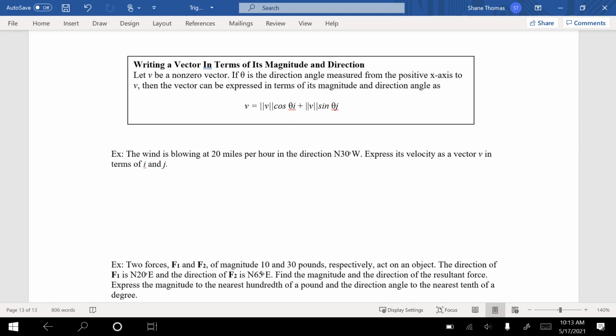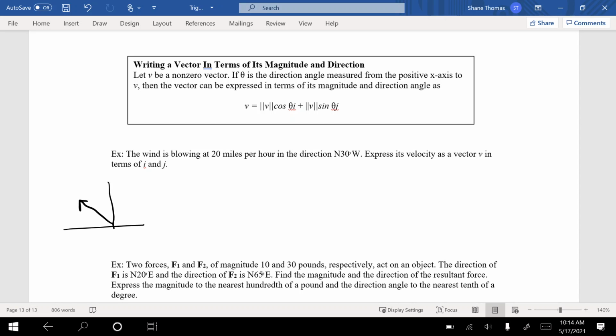All right, so wind is blowing at 20 miles per hour in the direction north 30 degrees west. Express its velocity as a vector v in terms of i and j. All right, so we have a bearing here, don't we? Probably want to draw a picture. Okay, so I have north 30 degrees west. Am I going to be top left or top right? Top left. Okay.